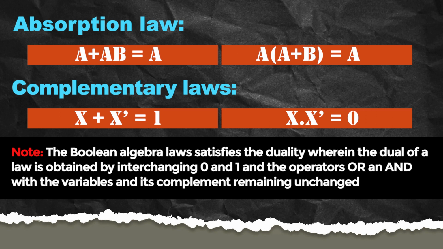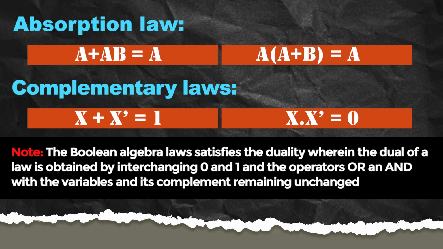Next is the absorption law: A plus AB is equal to A. We can write A plus AB using the distributive law as A plus A into A plus B, or we can write this as A dot B plus 1. We know from the Boolean law that B plus 1 is equal to 1. So, A dot B plus 1, which is equal to 1, therefore A dot 1 equals A.